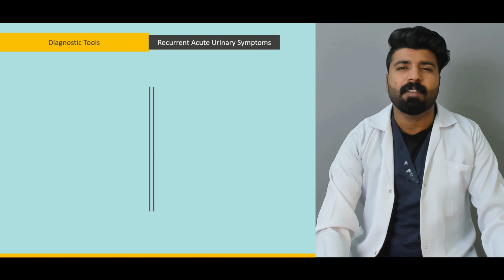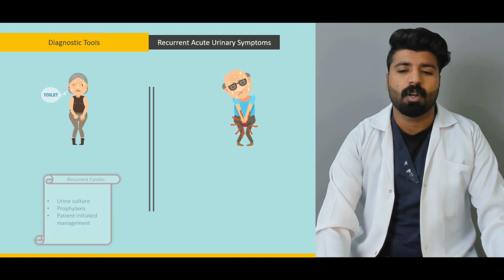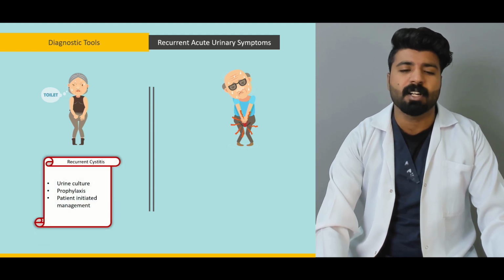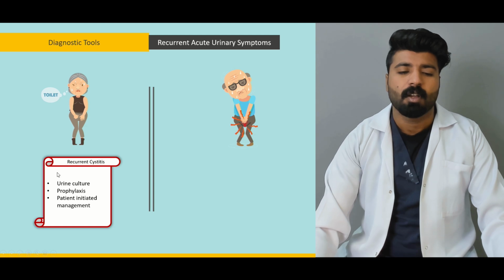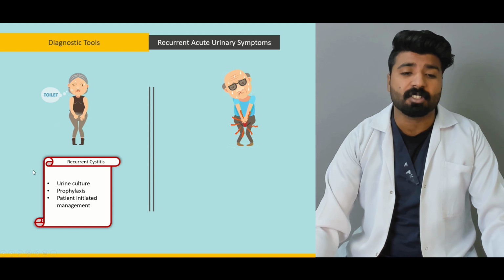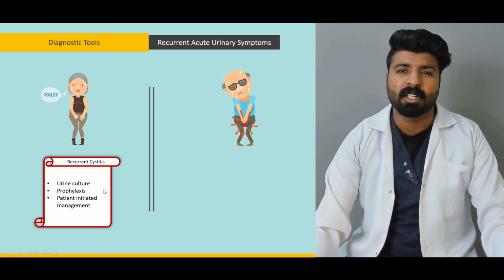Next on, we have diagnostics. In the diagnostic tools, we have recurrent acute urinary symptoms. So what are those symptoms? Recurrent cystitis will come to you again and again. This woman is suffering from recurrent cystitis. So you will go for what? Urine cultures, prophylaxis, and patient-initiated management.